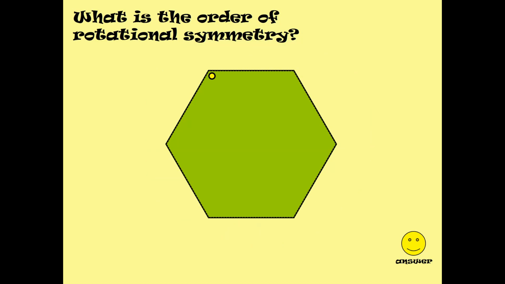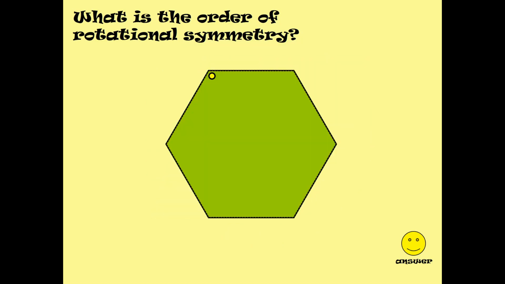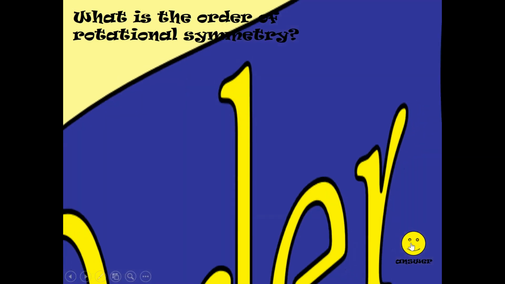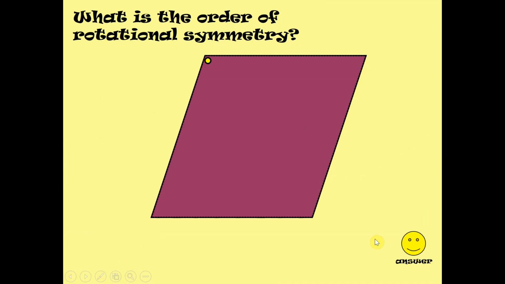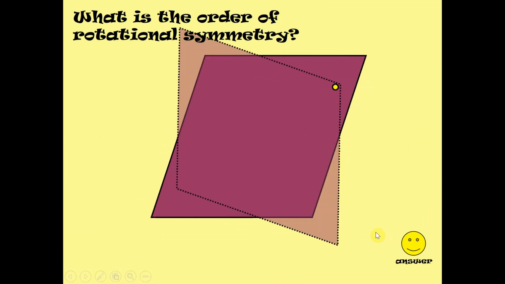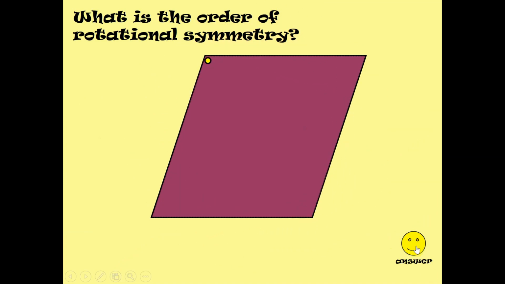Hexagon. 6. Oops, go back. Answer. There we go. Order 6. Let's keep moving. That looks like a rhombus. 1, 2. Order 2.